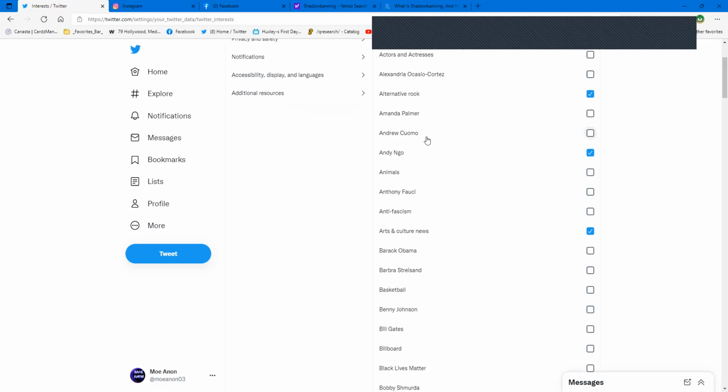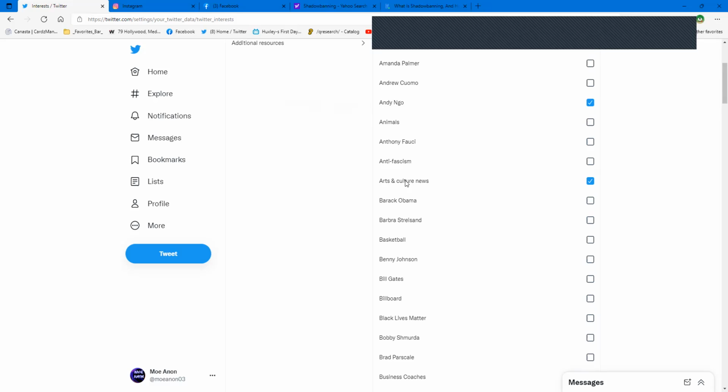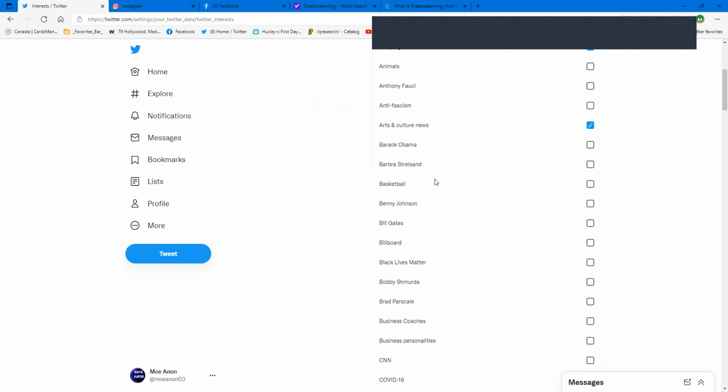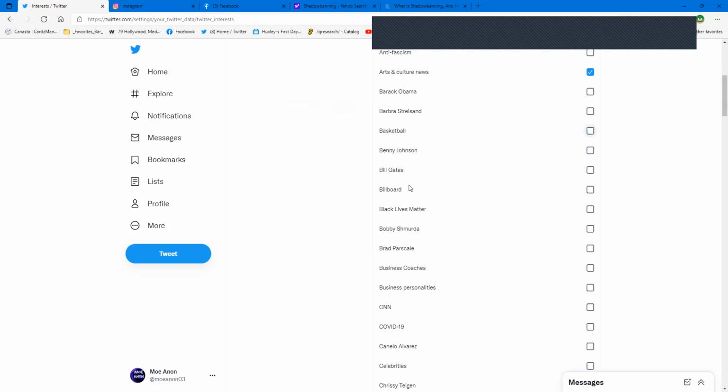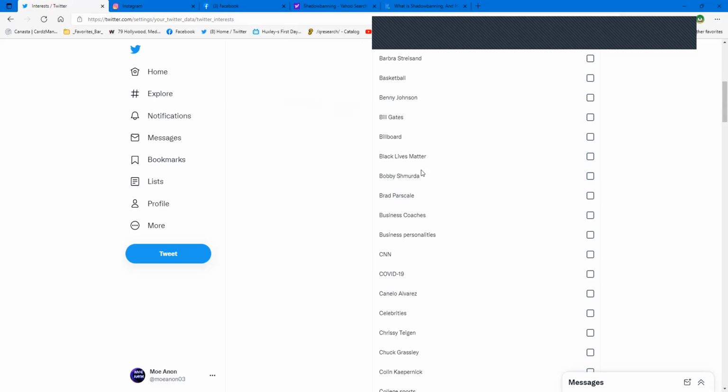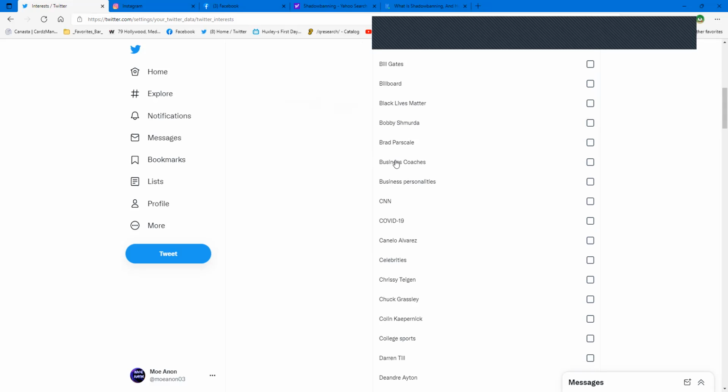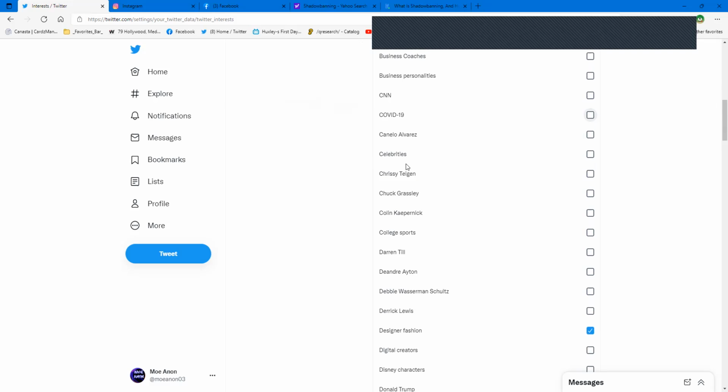But you can see what I have on here. Anthony Fauci, anti-fascism, Barack Obama, Barbra Streisand. I have no idea how that got on here. Sports names are always popping up. BLM's on here. Like this guy, I don't know who that is. Brad Parscale, CNN, Canelo Alvarez. I just had to look up last video who it is. It's like an MMA fighter or whatever.